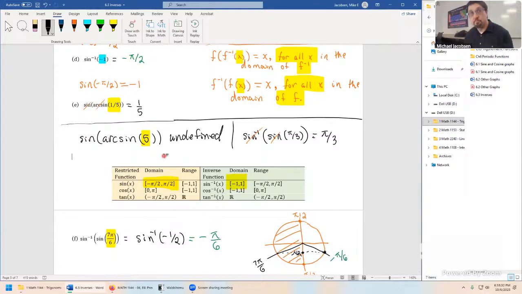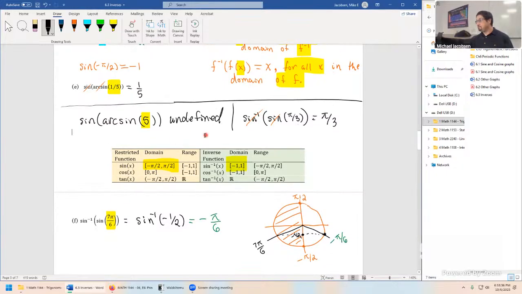Any questions at all, folks, navigating these ones? Okay, lots of little tiny things to think about.